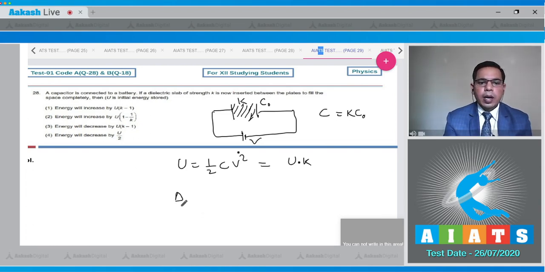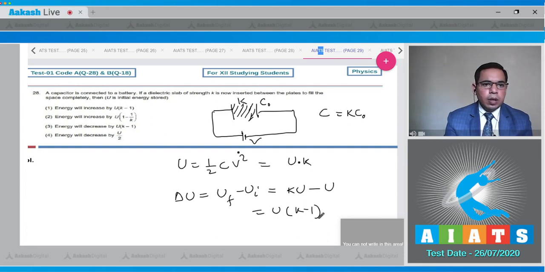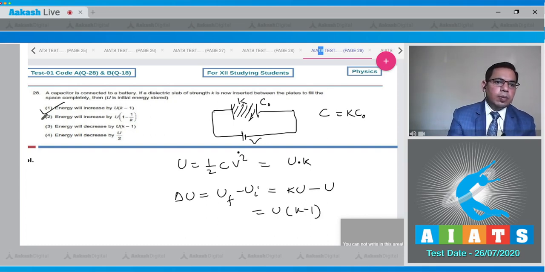Now what will be the delta U? That will be equal to U final minus U initial. U final is K times U and U initial was U, hence it will be U(K minus 1). That means the energy is increased by U times (K minus 1). Option number 1 will be the correct answer.